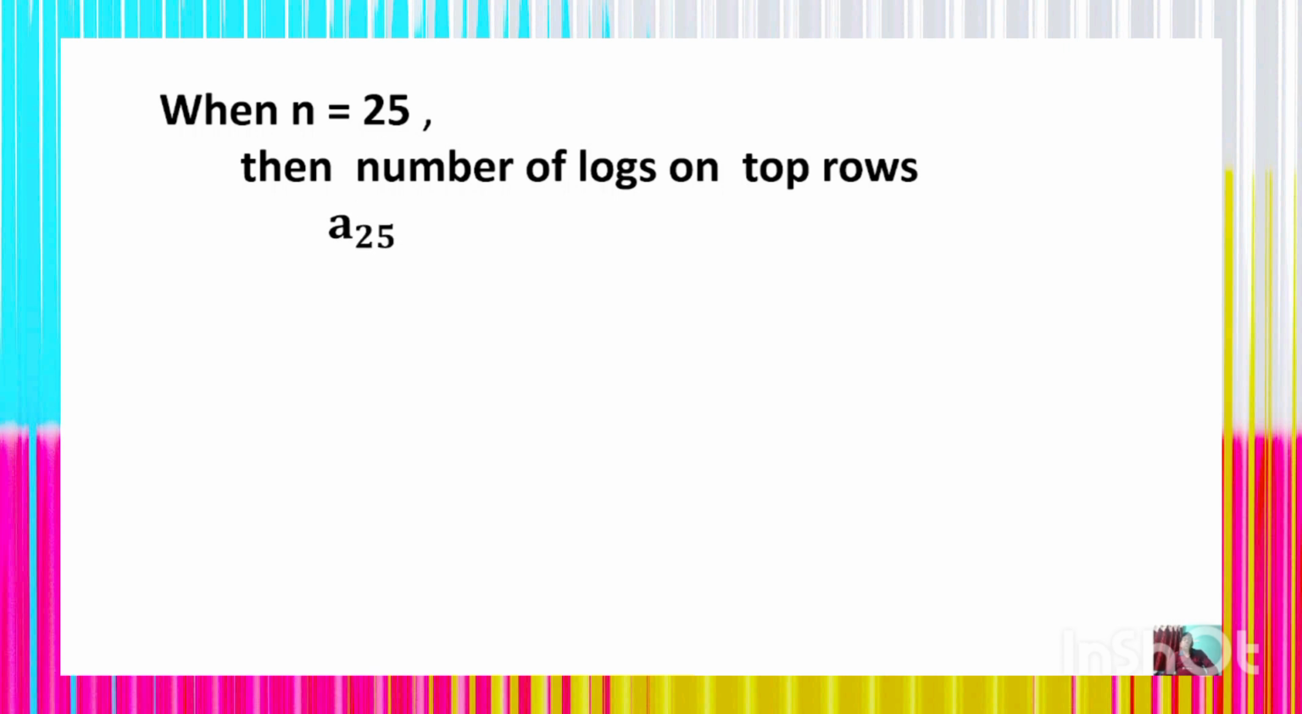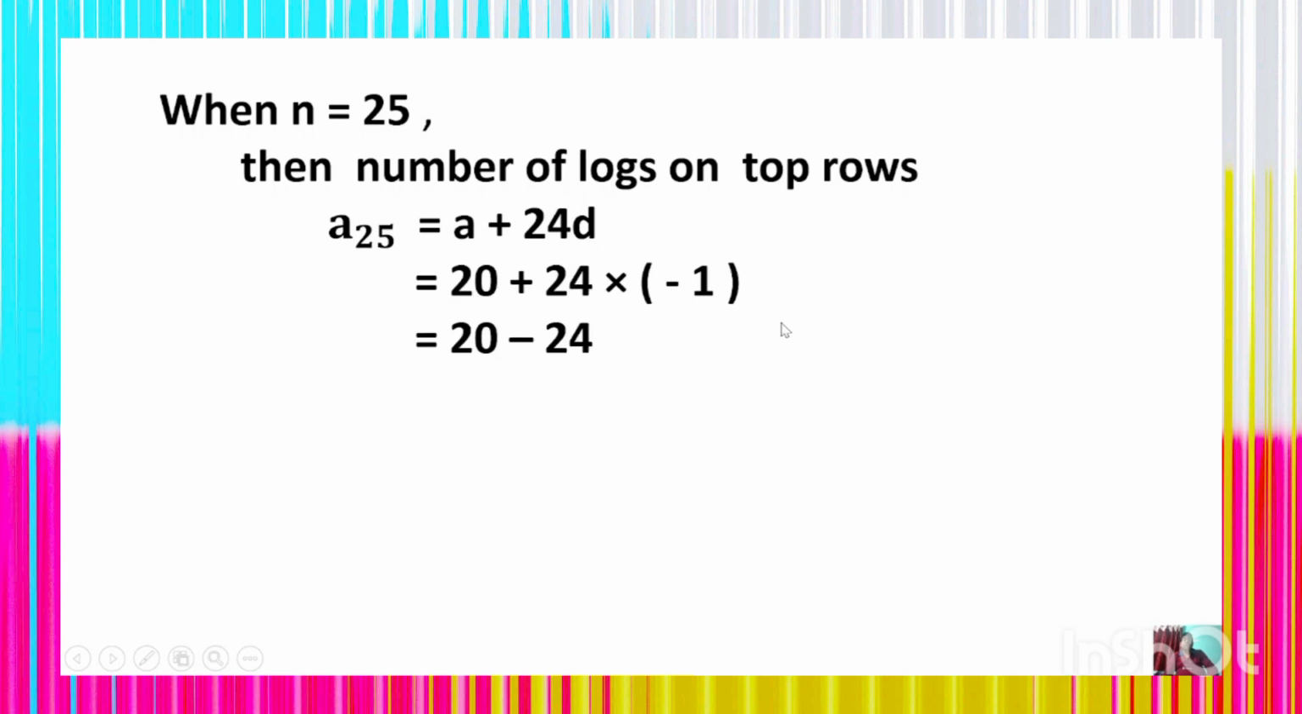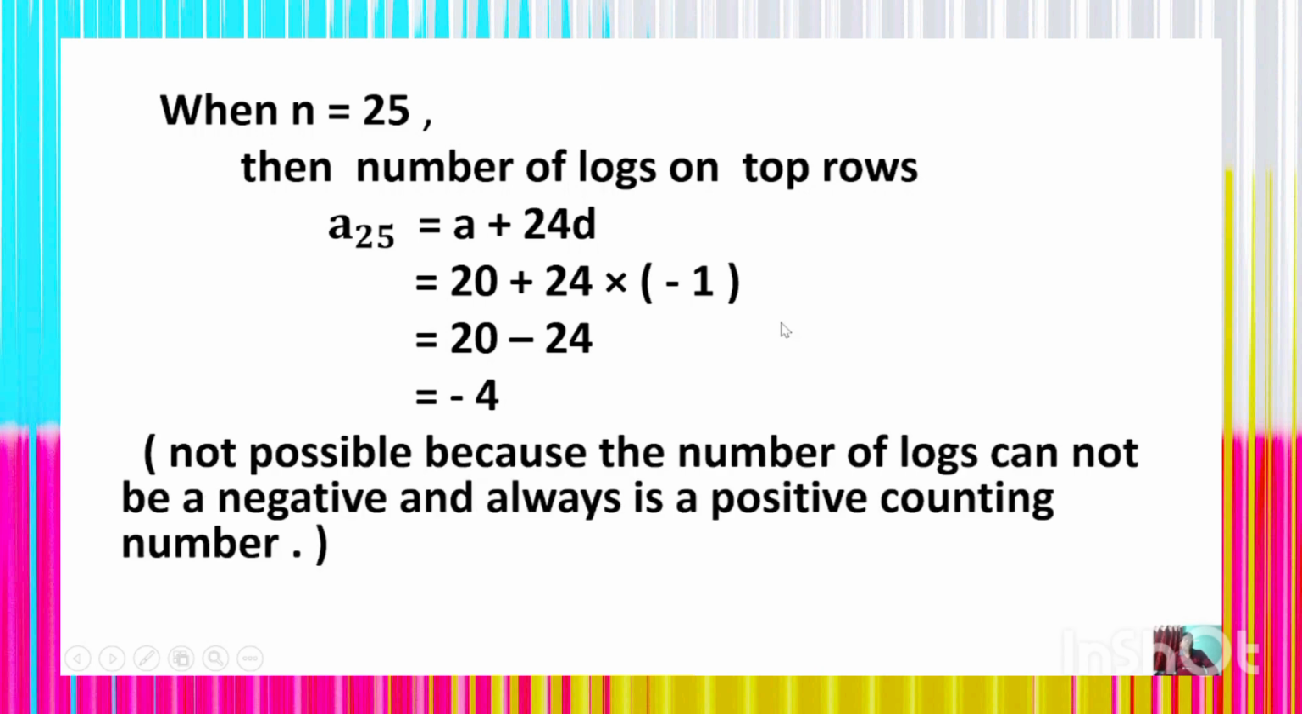When n is equal to 25, then the number of logs on the top row, which is a25, is equal to a plus 24d as per the formula. By putting the value of a and d, we shall get 20 plus 24 whole into minus 1, which is 20 minus 24, which is minus 4. This is not possible because the number of logs cannot be negative and is always a counting number. Thus, n is equal to 25 is rejected.